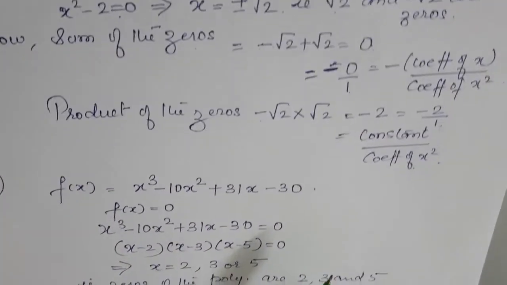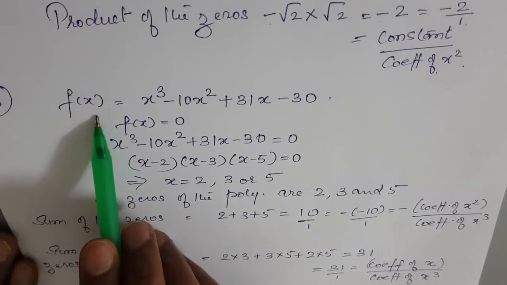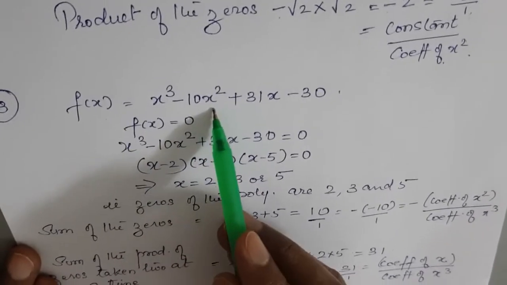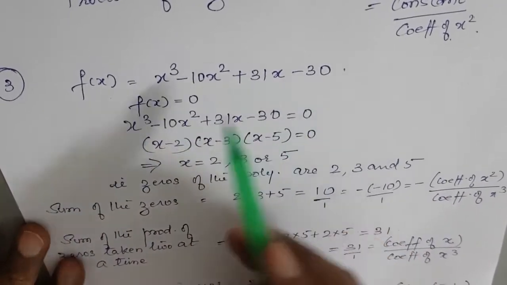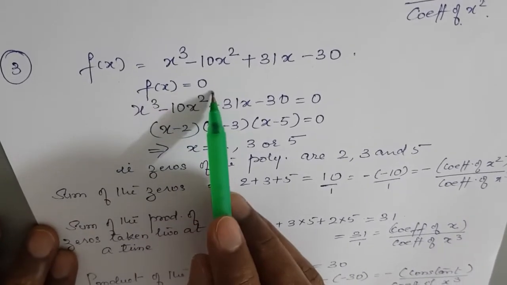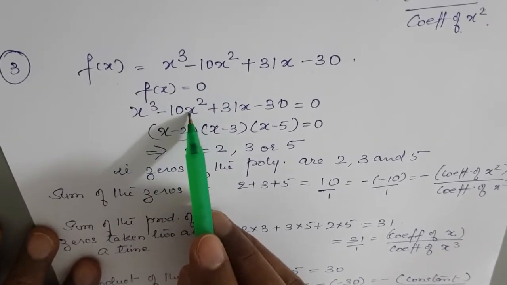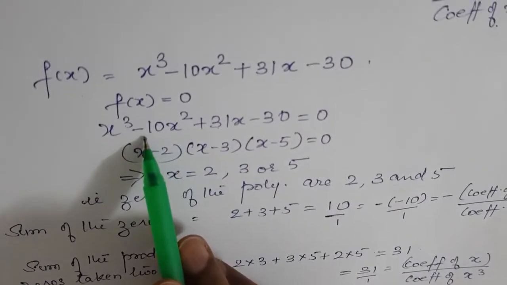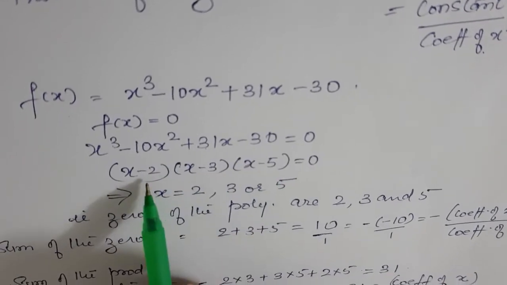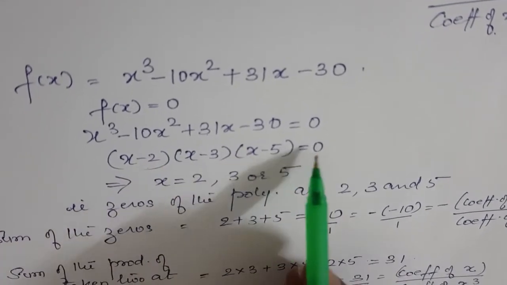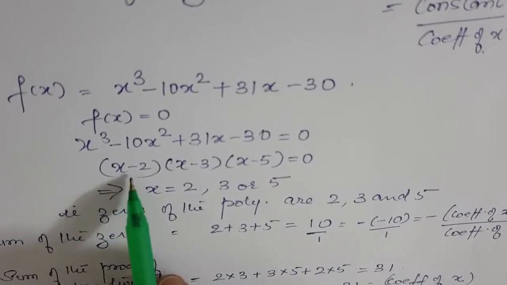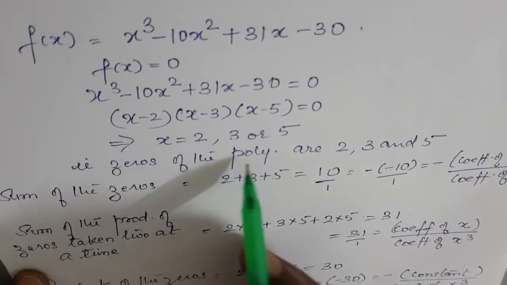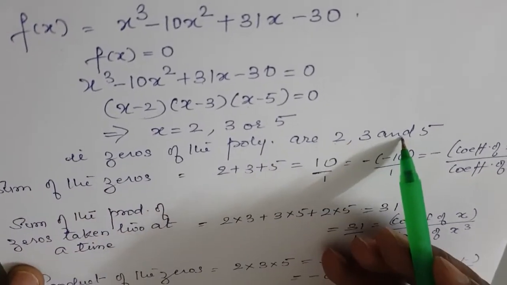Now we'll go back to the next example, and that is if the polynomial is a cubic polynomial. Suppose f(x) is equal to x cube minus 10x square plus 31x minus 30. Again, to find out the zeros, you will equate f(x) to 0. That means x cube minus 10x square plus 31x minus 30 is equal to 0, right? Factorize it using the hit and trial method. So you will get (x minus 2) into (x minus 3) into (x minus 5) equal to 0. So this implies that the values of x are either 2, 3 or 5. That is, the zeros of the polynomial are 2, 3 and 5.